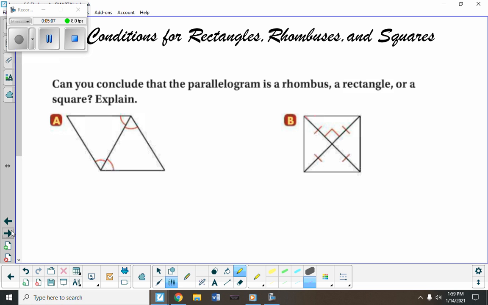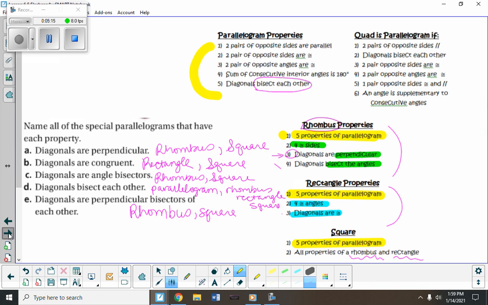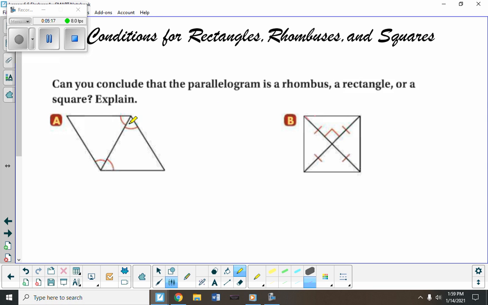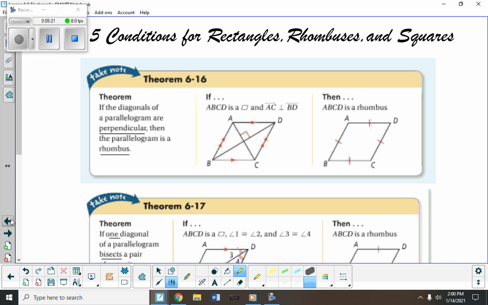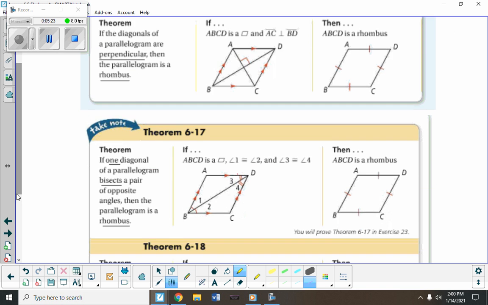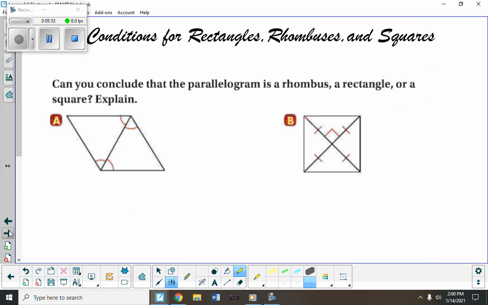Next one, can you conclude that the parallelogram is a rhombus, a rectangle, or a square? Well, let's just go back. All we know here is that we have a quadrilateral and one set of angles is getting bisected. So let's take a look here. It tells you in the second theorem that we looked at today, if you have a parallelogram and if one diagonal bisects the opposite angles, then the parallelogram is a rhombus. So this is a rhombus.